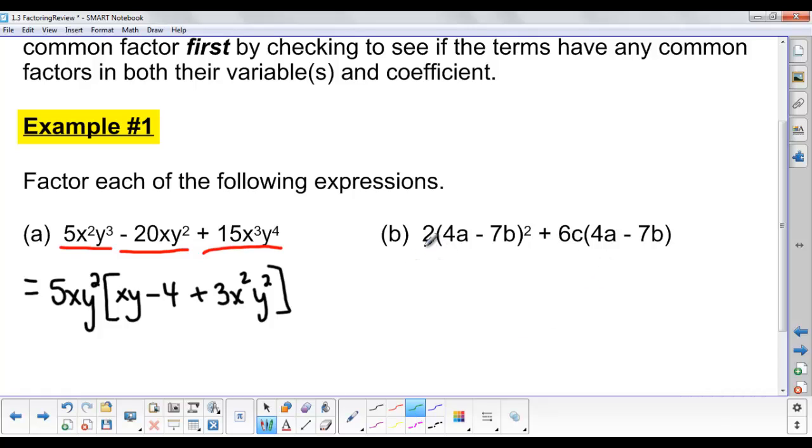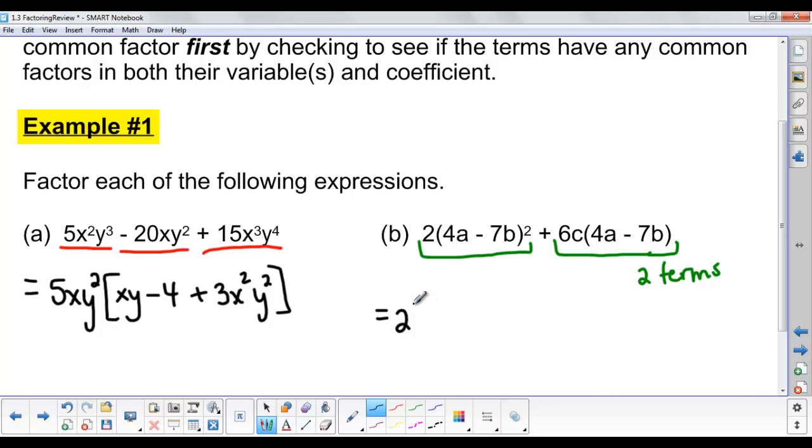For question B, we have two terms here. Remember, a term is separated by either a plus sign or a minus sign. So we have two terms right here. And again, I'm going to see if there's anything that's common to both terms. So outside of the bracket, I see a 2 and a 6c. Both are divisible by 2.